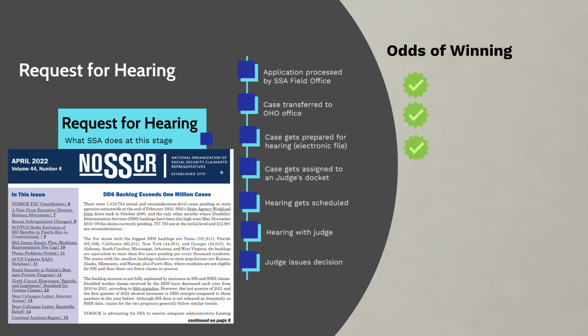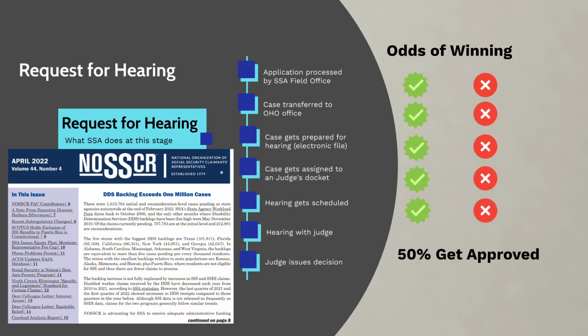Okay, now your odds of winning at the hearing are the best they'll ever be. Okay, typically just over 50% of cases get approved in front of a judge. So, it's like flipping a coin. And of course, if you're younger than 40, the odds are lower. If you're over 50, your odds are higher, especially if you're 55 or 60 and above. So that's all good to keep in mind.